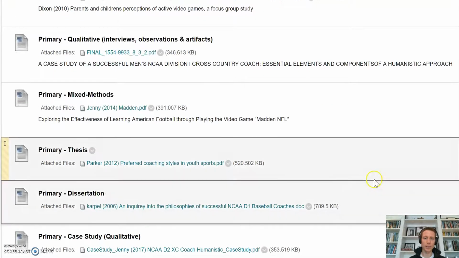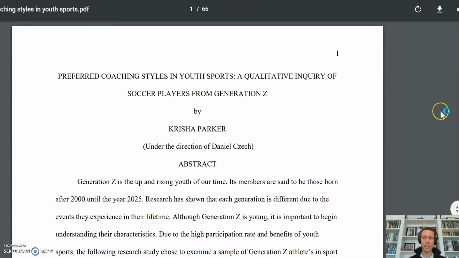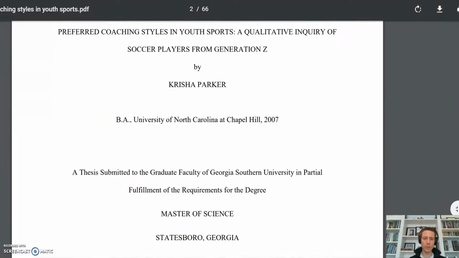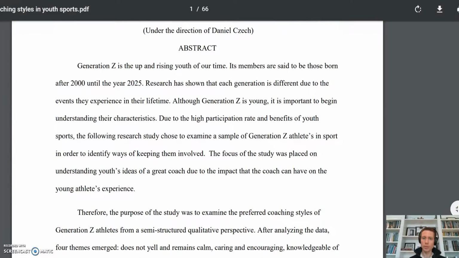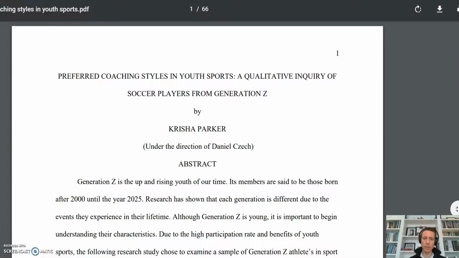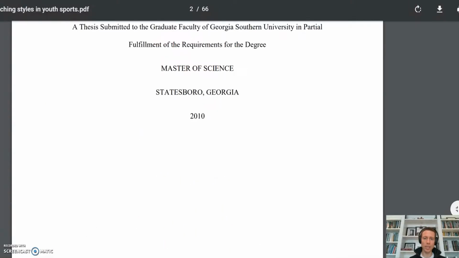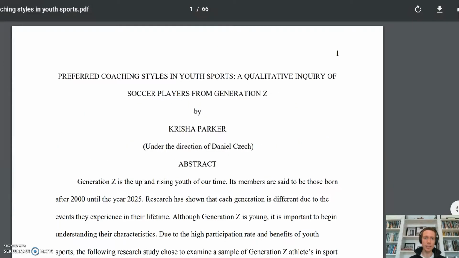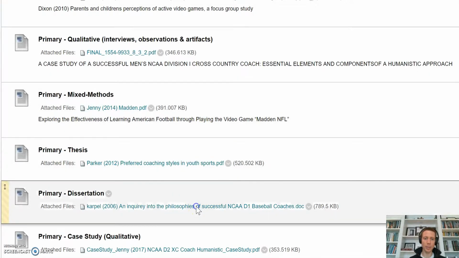Quantitative and qualitative. All right, so now another type of primary research. Remember, we're still talking about primary. Thesis. So this is typically a master's student who has conducted a study with a thesis committee, so an advisor and other committee members. And here's one that you can typically see on school repositories, and this one is from Krisha Parker here.